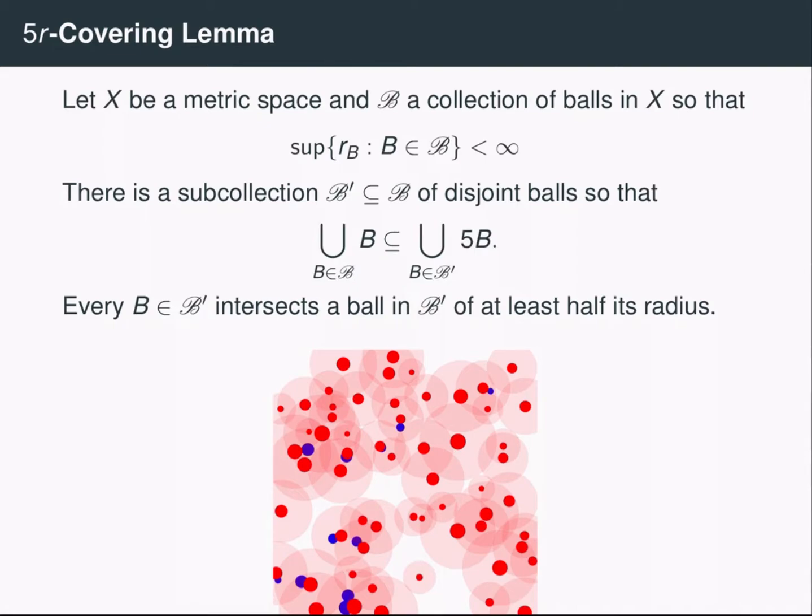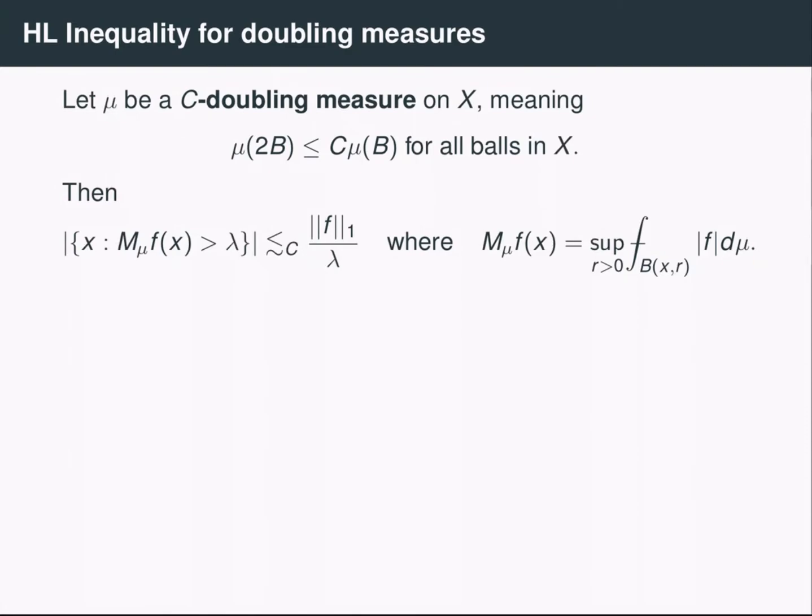So let's see an example of how the 5R covering lemma is used in practice. You may have seen it used to prove the Hardy-Littlewood maximal inequality for Lebesgue measure. However, because the 5R covering lemma works in metric spaces, we can actually generalize it to a wider class of measures. In fact, a Hardy-Littlewood inequality holds for doubling measures in arbitrary metric spaces.